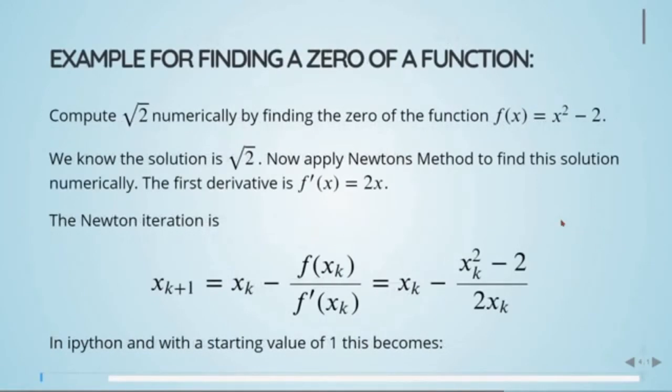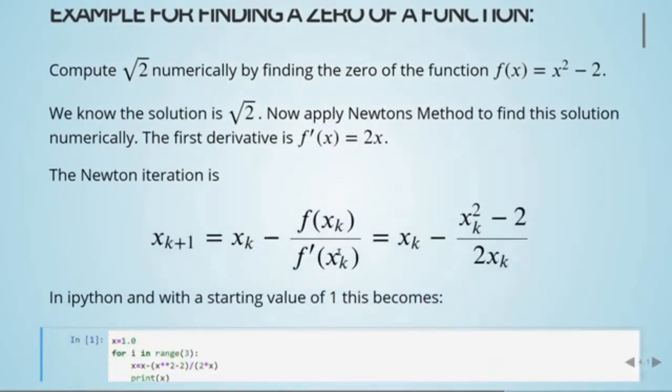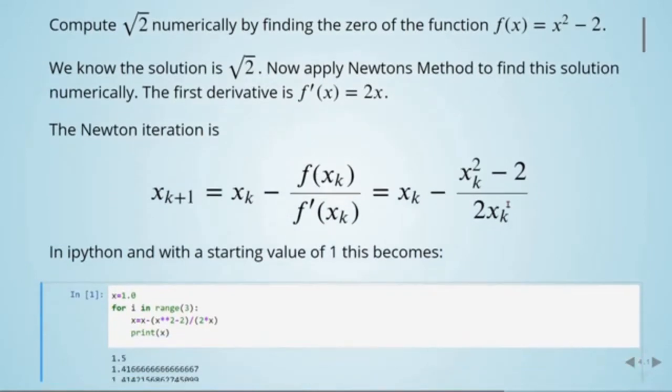So let's take a look at an example for finding a zero of a function using what we just saw. In this example, we will compute the square root of 2 numerically by finding the zero of the function f of x equal to x squared minus 2. We know that the solution of this function is the square root of 2. So now we apply Newton's method to find the solution numerically. The first derivative is going to be 2 times x, and then we calculate this Newton iteration from this formula, and then we will get what we want.